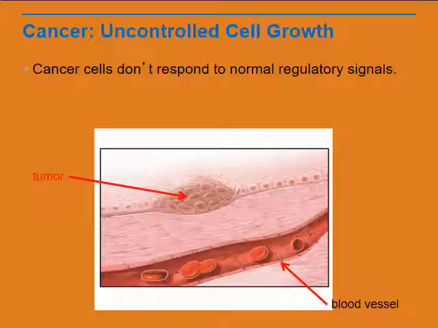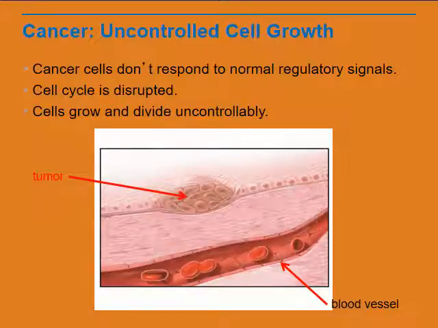Like I said earlier, cells will grow, and as they get in contact with each other, they slow down growing and dividing. A cancer cell, like, who cares? You know, I want more, and it's all about me. Well, the cell cycle is disrupted, and the cells can grow and just continue to divide uncontrollably.